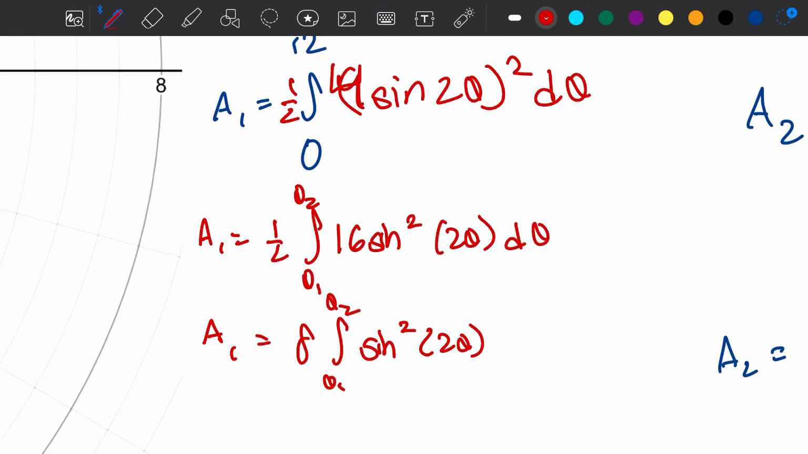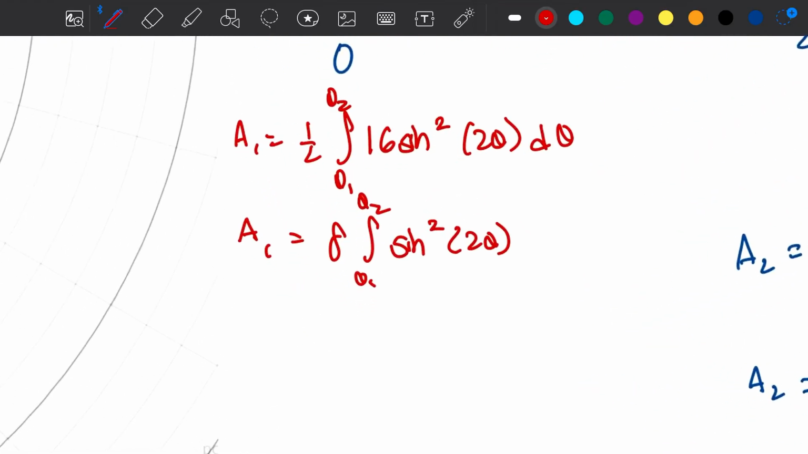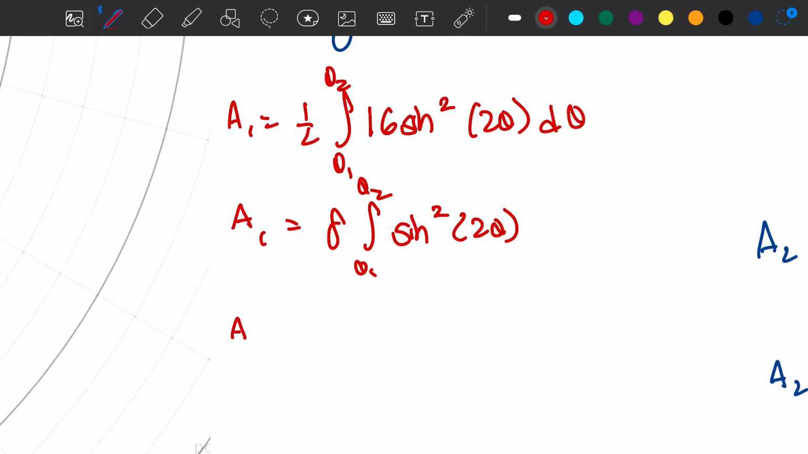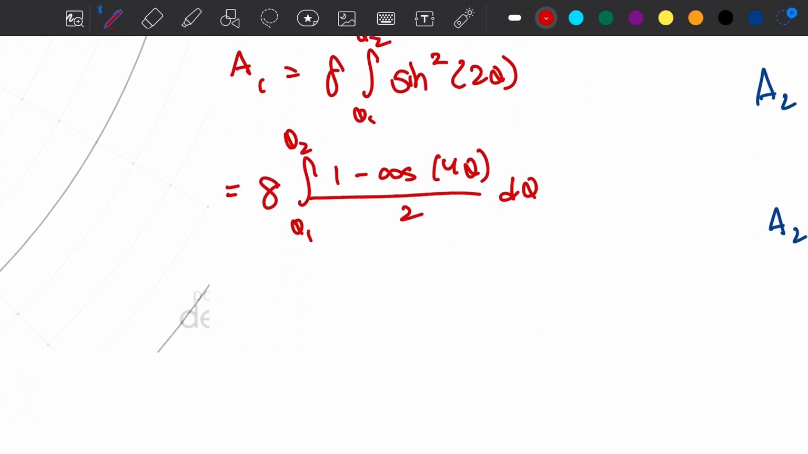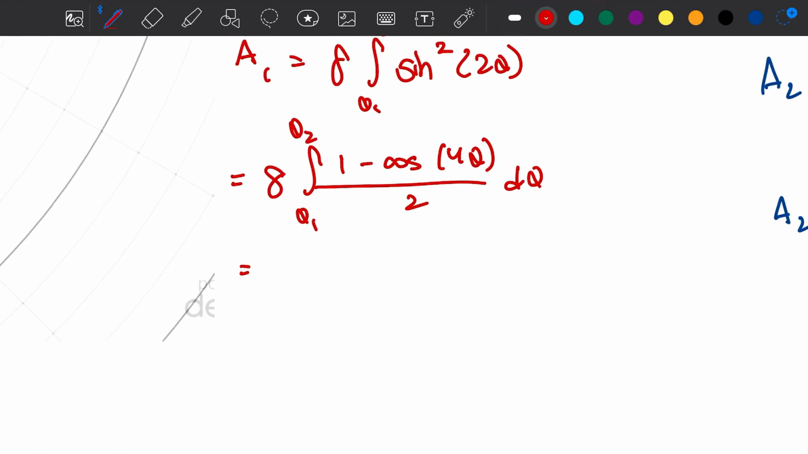Now, if you recall, we know what it's going to be for sine squared theta: 1 minus cosine 2 theta all over 2. If you have sine squared 2 theta, that's going to make this 1 minus cosine 4 theta all over 2 d theta. If you take the 1/2 out, you're going to have 4 from theta 1 to theta 2 of 1 minus cosine 4 theta d theta.